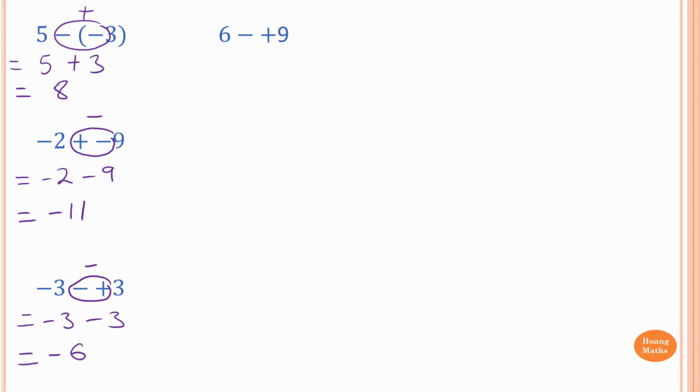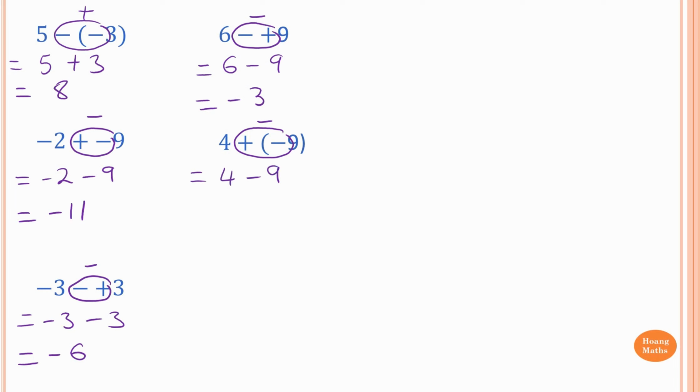6 minus positive 9, or 6 minus 9 is the same, because we have a positive and a negative, so it becomes a negative. So which is equal to 6 minus 9. Now 9 minus 6 is 3. So therefore 6 minus 9, instead of 3, the answer is negative 3. 4 plus negative 9. So first of all, a positive and a negative become a negative. So this will give me 4 minus 9. Now 9 minus 4 is 5. So therefore 4 minus 9, instead of 5, is actually negative 5.